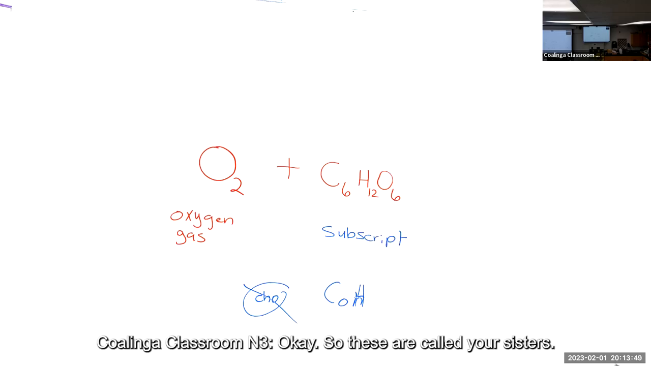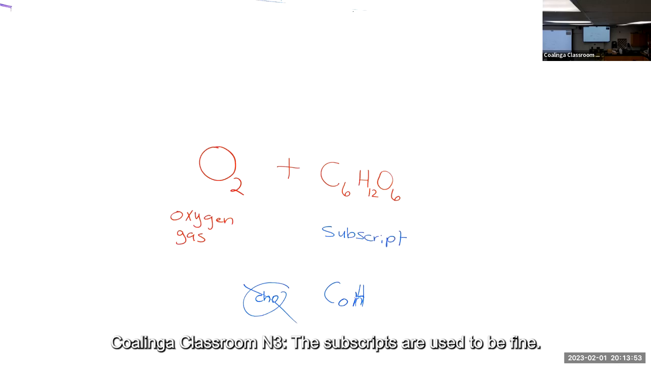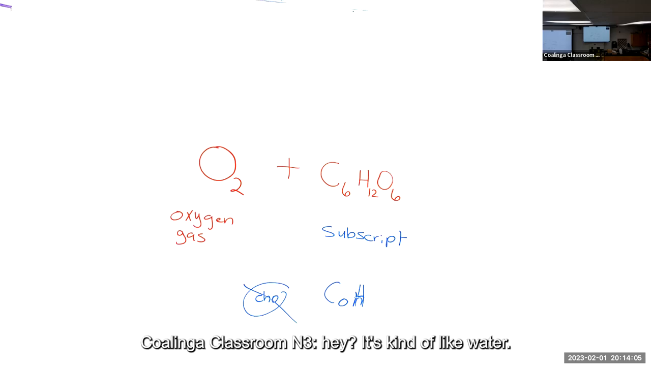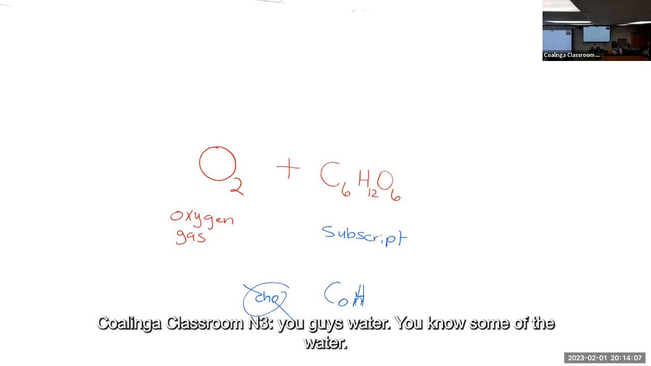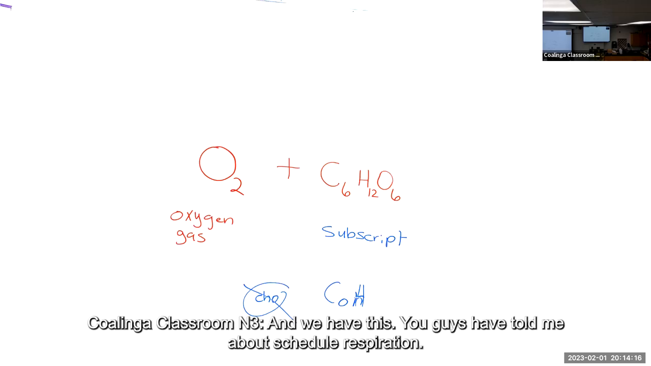So these are called your substrates. Your substrates are used to define your compound. You guys with me so far? Substrates are used to define the compound. They tell you what that compound is. It's kind of like water. You guys know the chemical symbol for water? H2O.